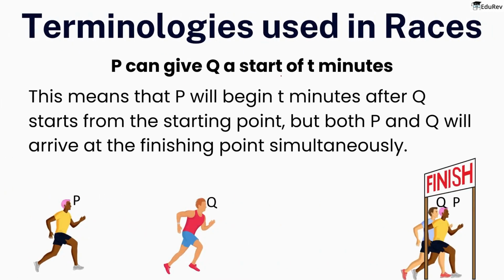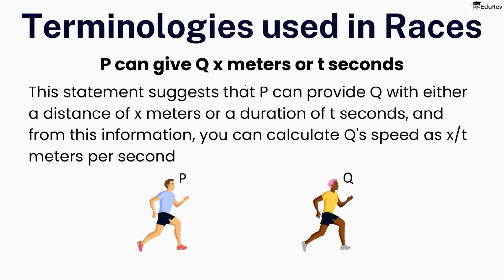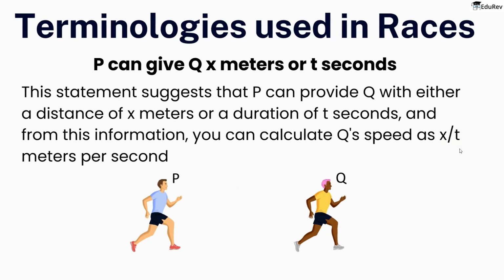P can give Q a start of T minutes. This means that P will begin T minutes after Q starts from the starting point, but both P and Q will arrive at the finishing point simultaneously. P can give Q X meters or T seconds. This statement suggests that P can provide Q with either a distance of X meters or a duration of T seconds, and from this information, you can calculate speed of Q as X by T meters per second.